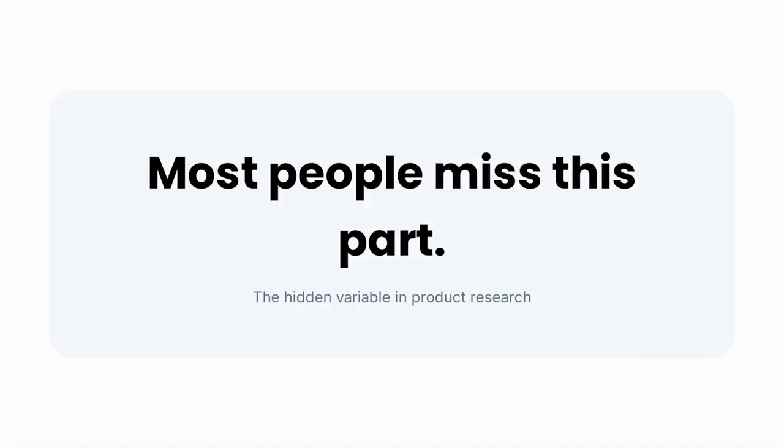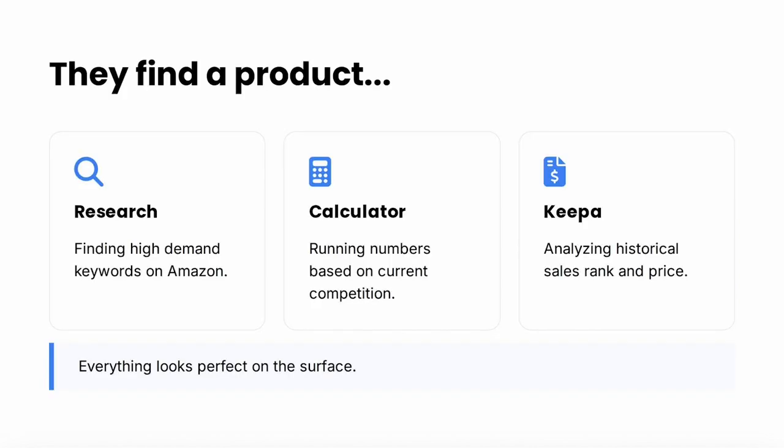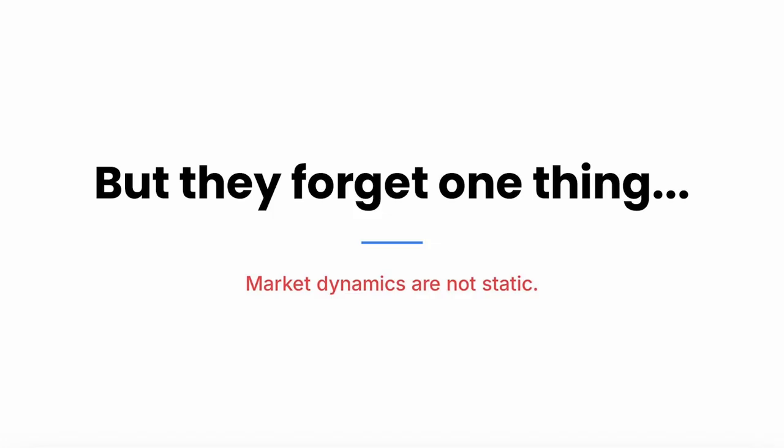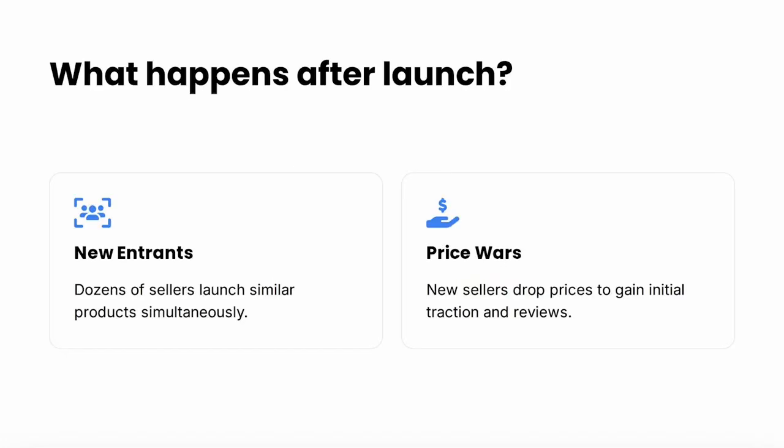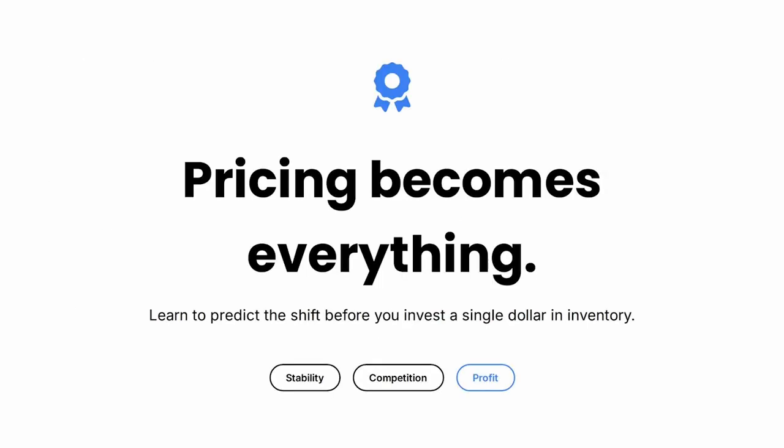So when you're doing your product research, always look for stability instead of race to the bottom pricing. Now, this is the part that most people miss, right? They analyze the product, they think it looks good, they buy inventory, but then they never think about what happens after the product goes live. And that's where pricing becomes extremely important. And that's why this Keepa chart and reading products like this is so important.